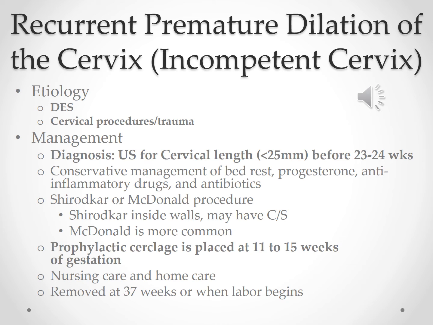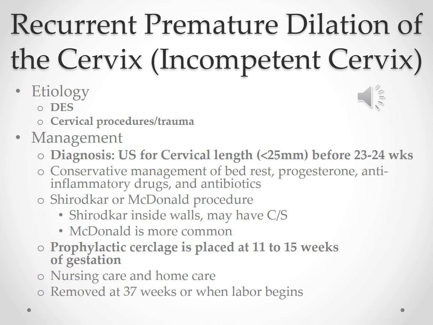So what do we do for these women? Well, there's the assessment first to try and figure out what's going on. An ultrasound for cervical length is what you're looking at. Typically you want the cervix to be 3 to 4 centimeters in length. If you get a cervical length that's less than 25 millimeters or 2.5 centimeters before 23 to 24 weeks, then you're going to give consideration to placing a cerclage to support that cervix and try and keep it closed.